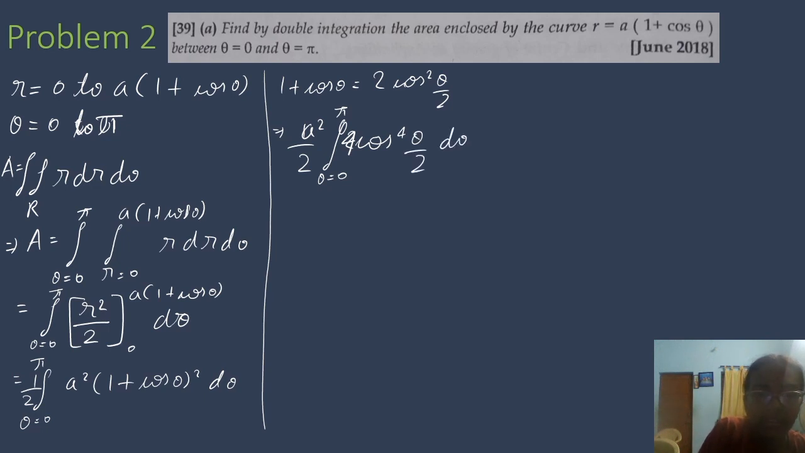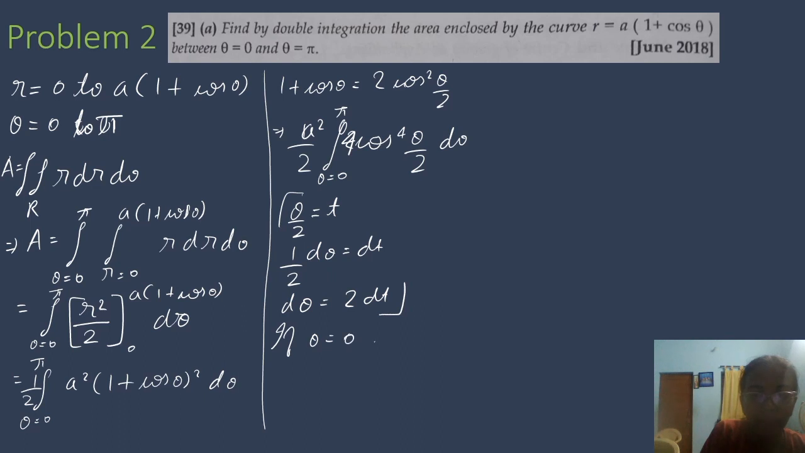Now let us take theta by 2 as t. If we differentiate this, we shall get 1 by 2 into d theta equals dt. Now d theta is equal to 2 dt. Now if theta equals 0, then t is also equal to 0, and if theta equals pi, then t equals pi by 2. So now by using this, we can change the limits of the integration.